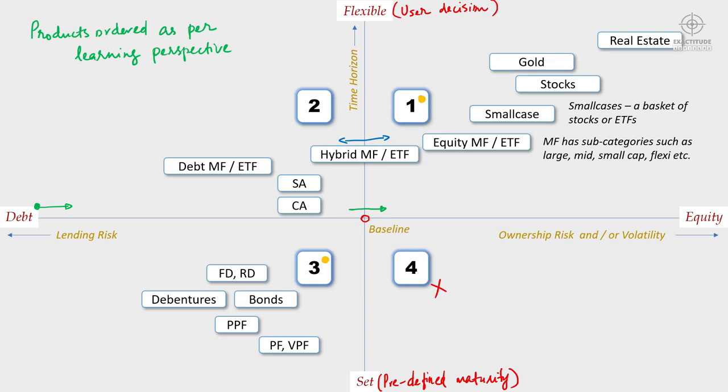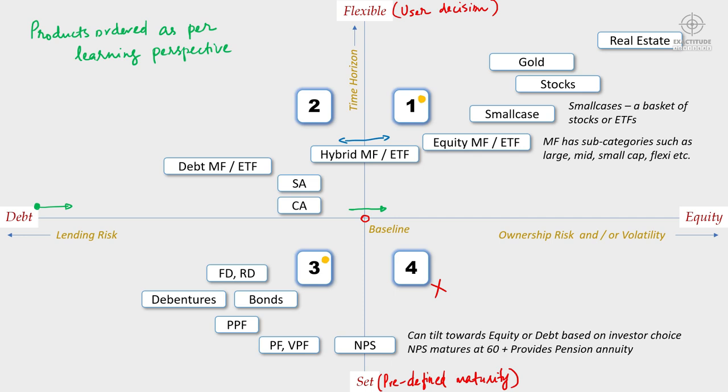Now let's move on to certain non-traditional products. First one, the market-oriented retirement product called NPS or the National Pension Scheme, which mixes equity and debt in varying proportions as per investor preference and provides growth and pension annuity. Its maturity period is set as per the retirement age by Government of India.